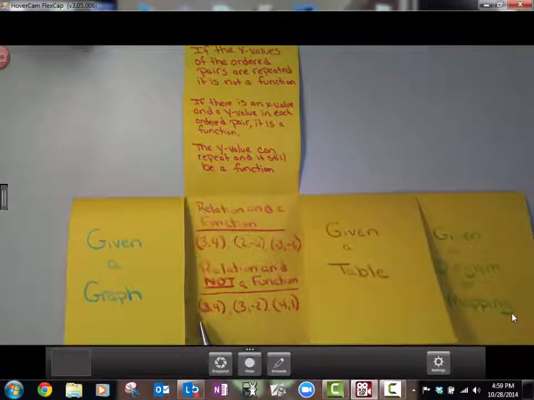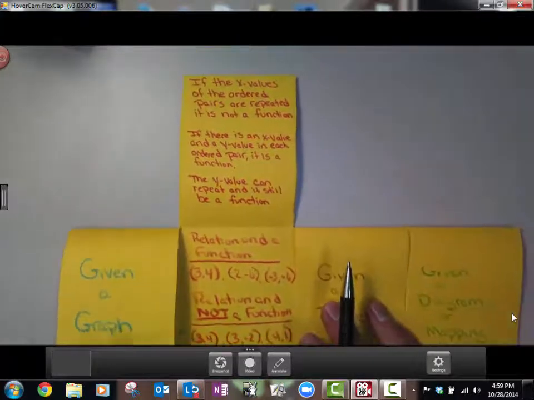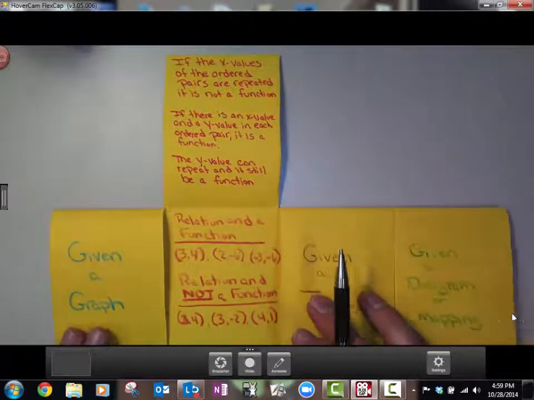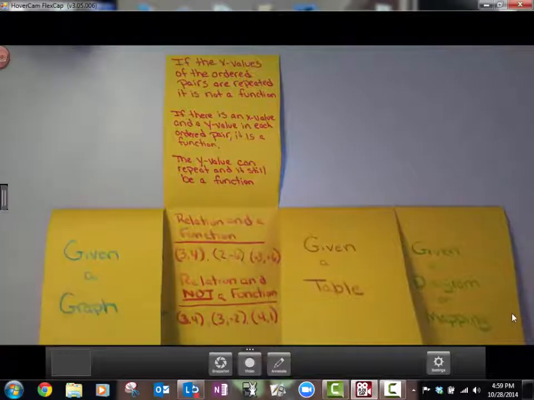For example, I'm going to look at the bottom one. I have 3 as a domain and then a 3 again. So automatically, I know if that domain repeats, it is not a function. So let's look back up at the notes here. And like I said, I want you to be able to copy these notes. If there's an x value and a y value in each ordered pair, it is a function. The y value can repeat and it can still be a function.